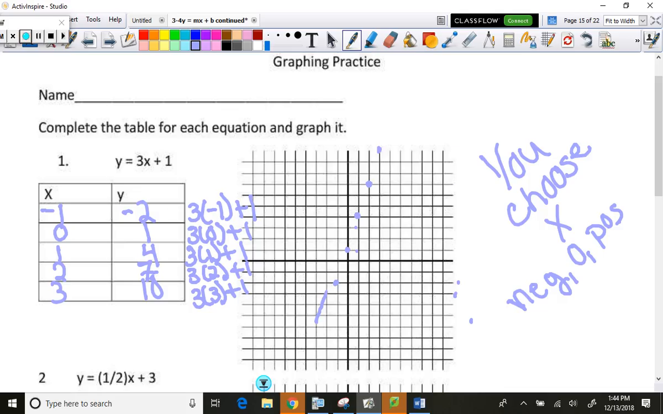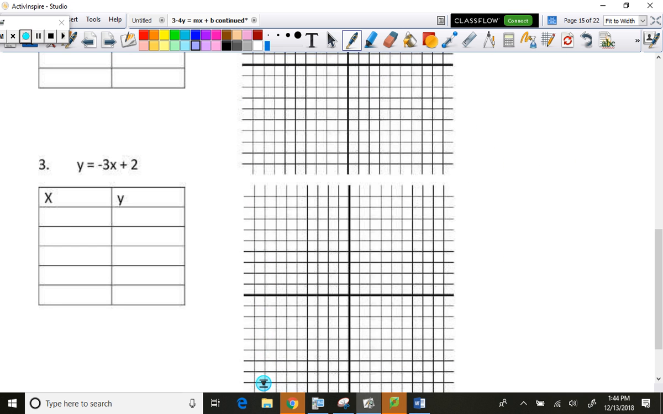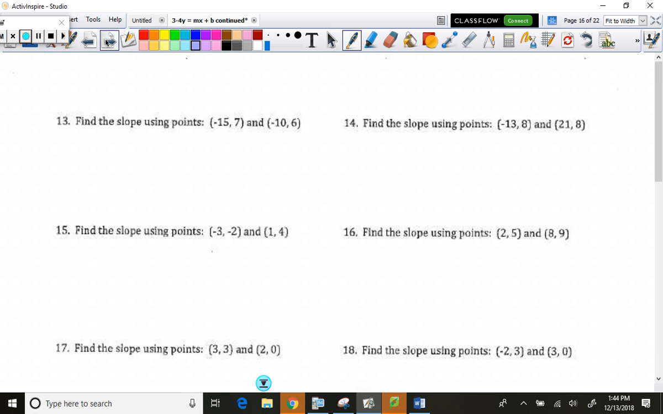Then I should use a ruler to connect the points. I should always write the equation on my graph. So then for class and homework, you're going to finish the front and back of this, and the evens on the slope page.